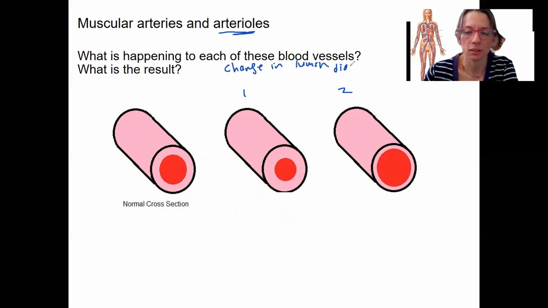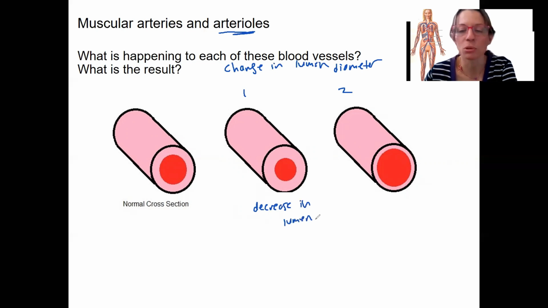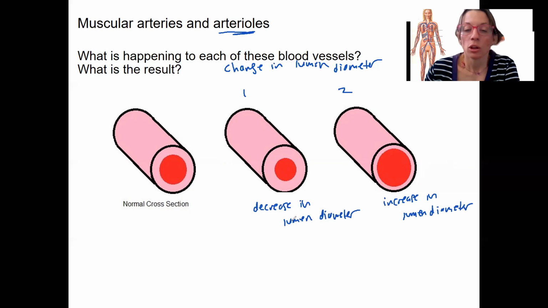Specifically, here we have a decrease in lumen diameter, that would also decrease lumen radius, right, which is the one in the equation for resistance. And this one is an increase in lumen diameter. The result is decreased flow.